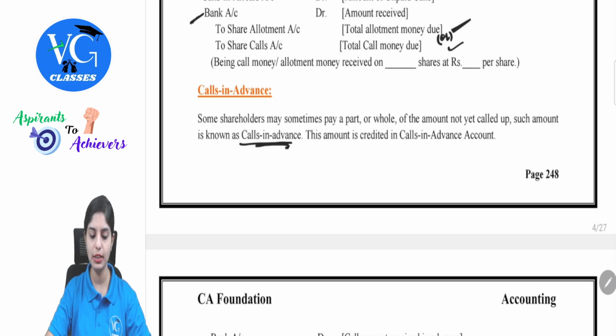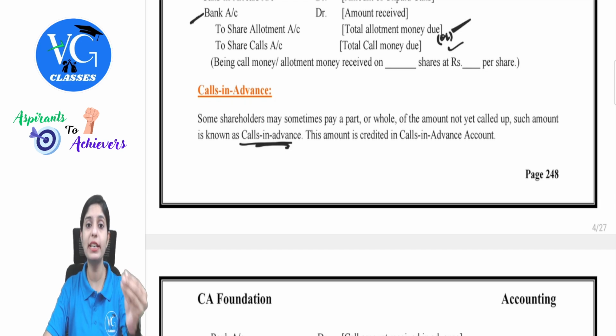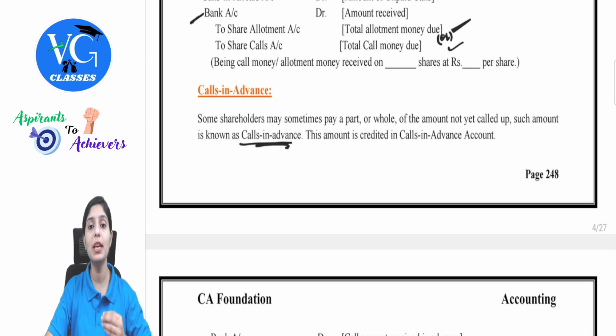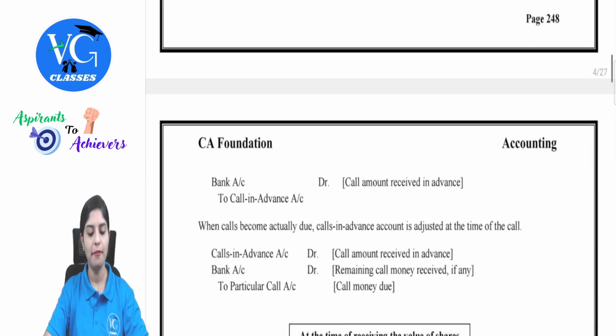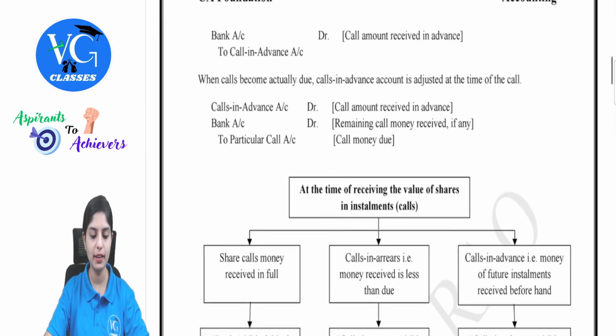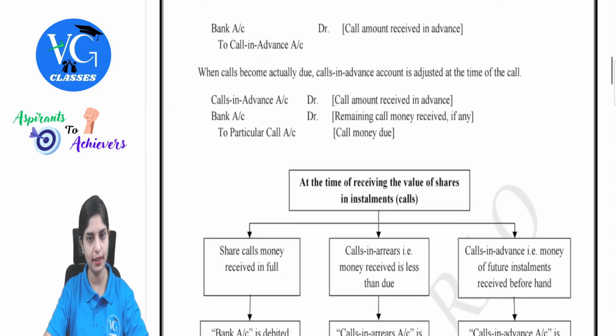So understand logically, calls in arrears was in the nature of receivable. Calls in advance, understand what it is indicating. You have not yet made it due. Yes or no, first you have to make it due and then receive the money. So it is as good as income received in advance. So this will be in the nature of a liability. Therefore, we will have to credit it. When you receive, the entry would be bank account debit to calls in advance account.